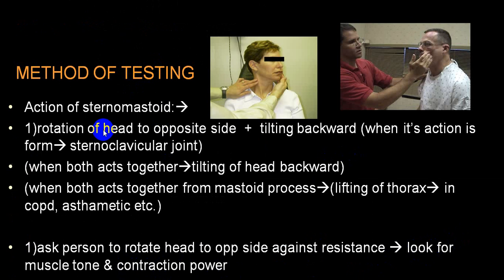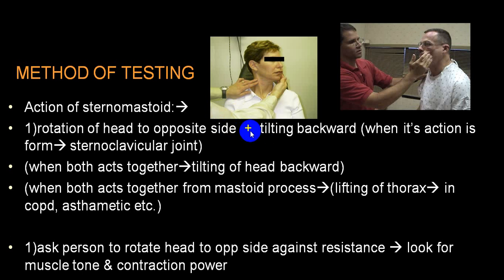So ask the person to rotate the head to the opposite side while applying a resistance. You can see here, you are applying a resistance to the left side and the person is trying to rotate to the left side. So you are testing the right sternocleidomastoid. Here also you are doing the same thing, testing the right sternocleidomastoid. You can see the right sternocleidomastoid is becoming prominent. So this sternocleidomastoid is working.